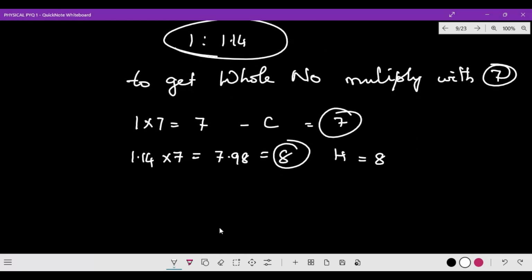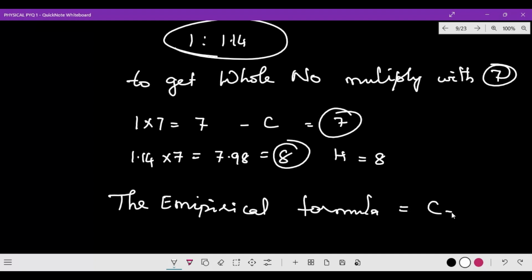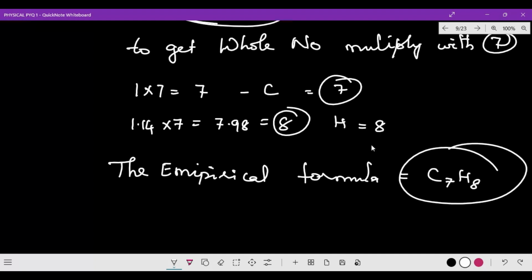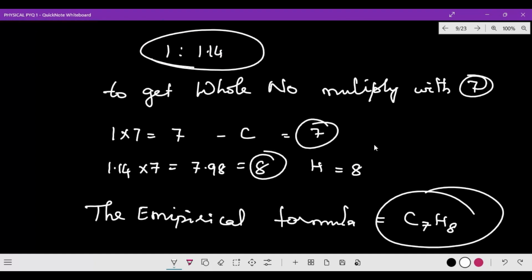So altogether, what is the answer you will bring? The empirical formula, C7H8. So C7H8 is the correct option. I hope you got the clarity on how to identify.